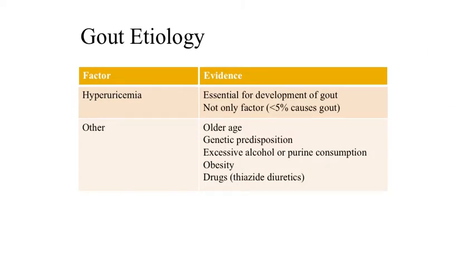The etiology of gout can be attributed to a single change that occurs in fluids throughout the body. That specific factor is called hyperuricemia, which is defined as elevated uric acid. Hyperuricemia is essential for the development of gout. This means that you cannot have gout without hyperuricemia.